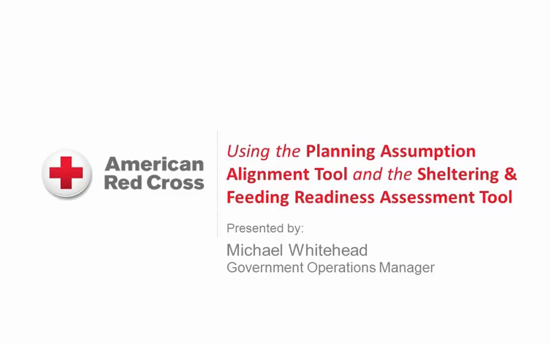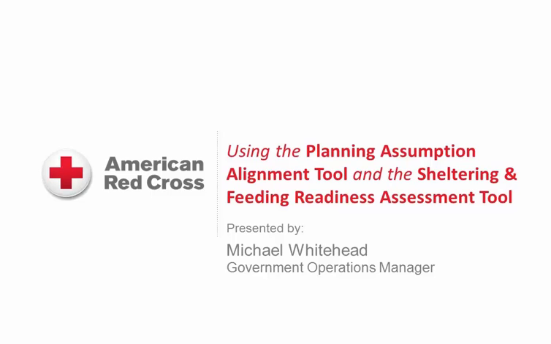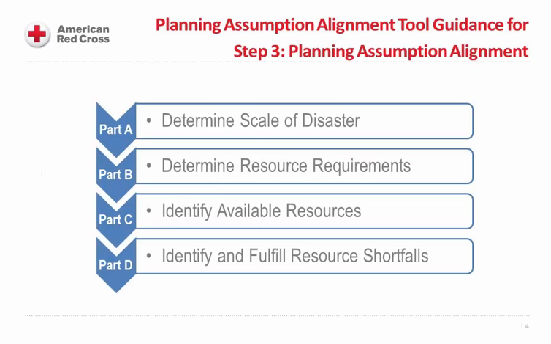Hi, this is Mike Whitehead with American Red Cross National Headquarters, here to talk about Step 3, Planning Assumption Alignment, and the Planning Assumption Alignment Tool. The Shelter and Feeding Planning Assumption Alignment Tool identifies specific quantitative, scenario-based planning requirements for feeding and sheltering. The tool supports the process outlined in the adjacent graphic.